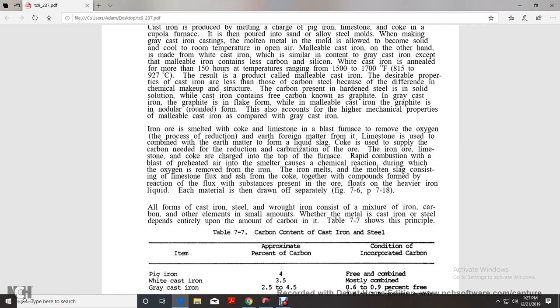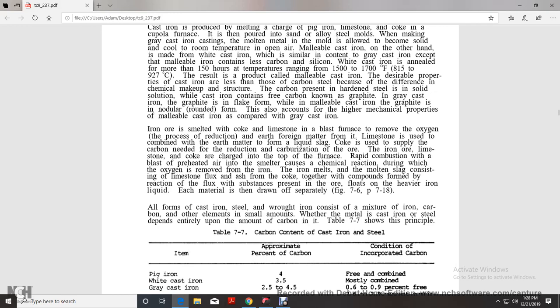The iron ore, limestone, and coke are charged at the top of the furnace, with rapid combustion from the blast of preheated air causing a chemical reaction during which the oxygen is removed from the iron and the iron melts. The molten slag, consisting of the limestone flux, ash of the coke, together with the compounds formed by the reaction of the flux and substances present in the ore, flows at the same time. The heavier liquid iron and the slag are then drawn off separately.